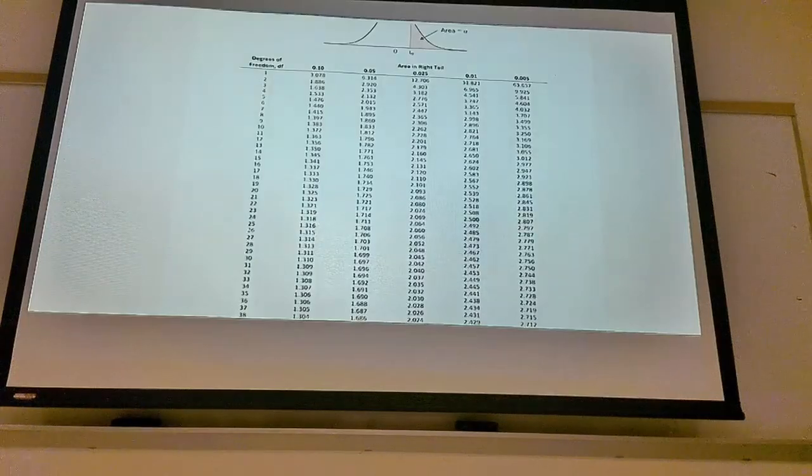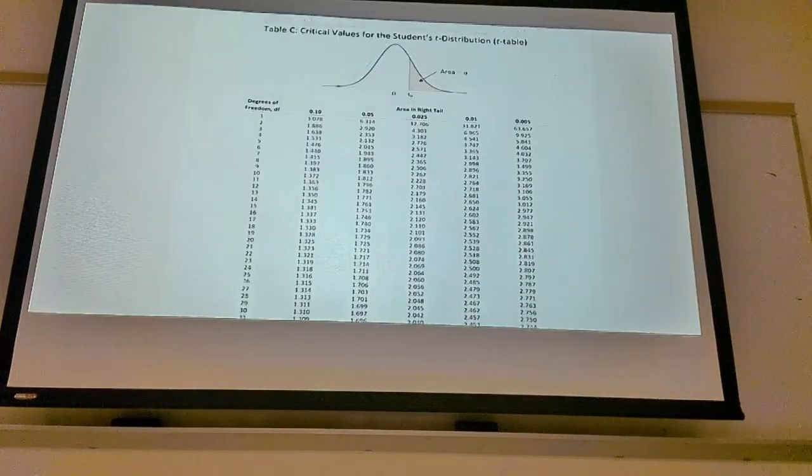And this gives us area in the right tail, which is perfect. That's what we want anyway. So you just look for your degree of freedom, look for that row, and go to the appropriate column.